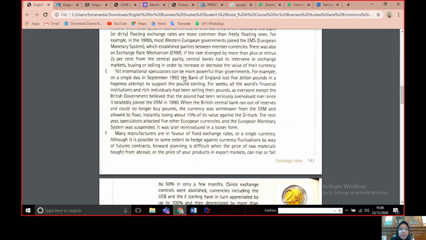E. Yet international speculation can be more powerful than governments. For example, on a single day in September 1992, the Bank of England lost £5 billion in a helpless attempt to support the pound sterling. For weeks, all the worthy financial institutions and individuals had been selling pounds, as everyone except the British government believed that the pound had been seriously overvalued since it joined the ERM.